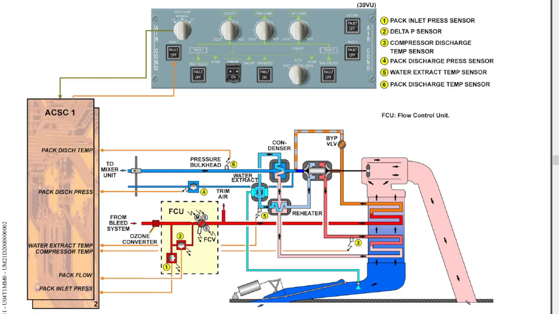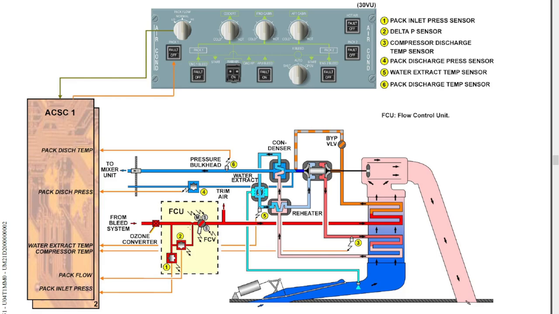So the components which require operation in pack 1 receive their signals from air conditioning system control computer 1, and the components which require signals for operation of pack 2, in other words the components in pack 2, receive their signals from air conditioning system control computer 2. So ACSC1 will control and sense the feedback signals and the sensor signals of pack 1. Air conditioning system control computer 2 is responsible for those signals when it comes to pack 2.